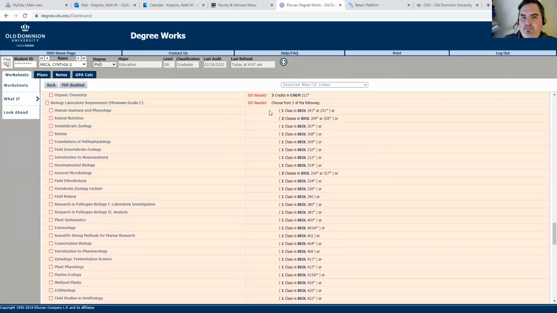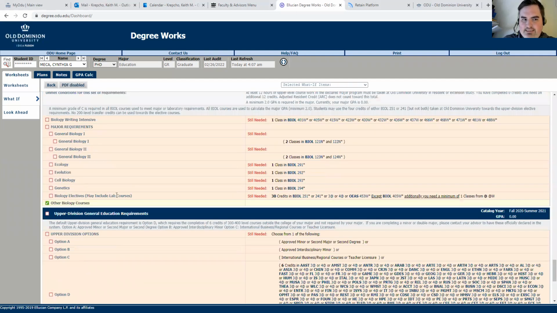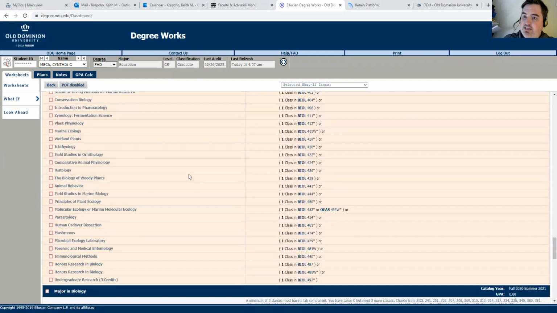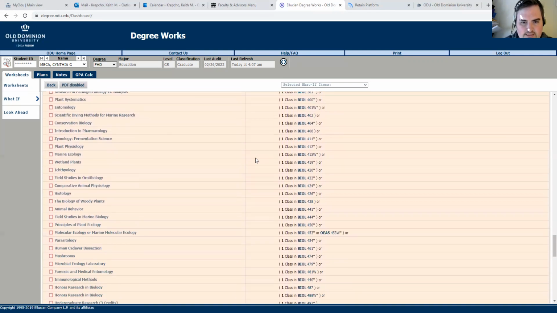Okay, so these labs will also count towards your biology electives down here in the major. So this is not a separate requirement from your major requirements. It is just broken out in DegreeWorks so that the labs are a little more clear to see, but the labs would also be applied towards your major electives, which I will cover in a second.